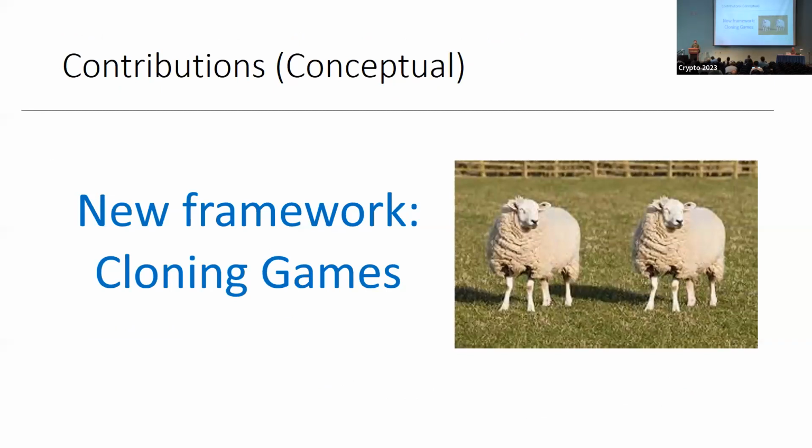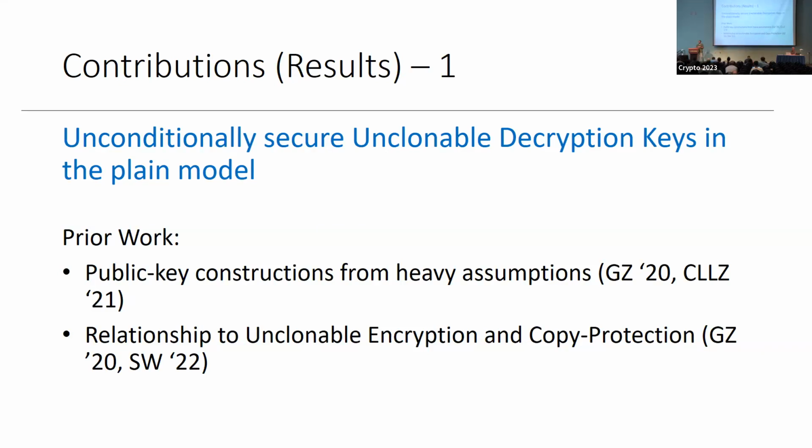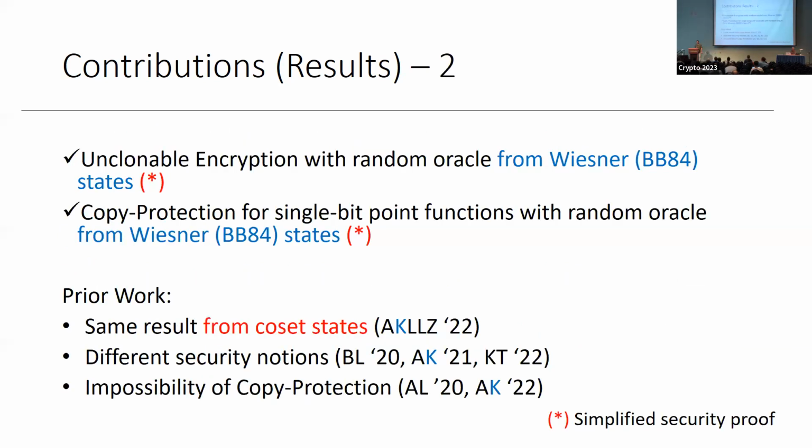So this brings us to our main conceptual contribution, which is a general framework to understand unclonable primitives called cloning games. And within this framework, we list several generic theorems. And as the corollaries of those theorems, we list our concrete results, which I'll talk about right now. The first result is we achieve the first one-time unconditionally secure construction of unclonable decryption keys in the plain model, whereas the prior work on this achieved it in a stronger public key setting, but using heavy computational assumptions such as post-quantum indistinguishability obfuscation.